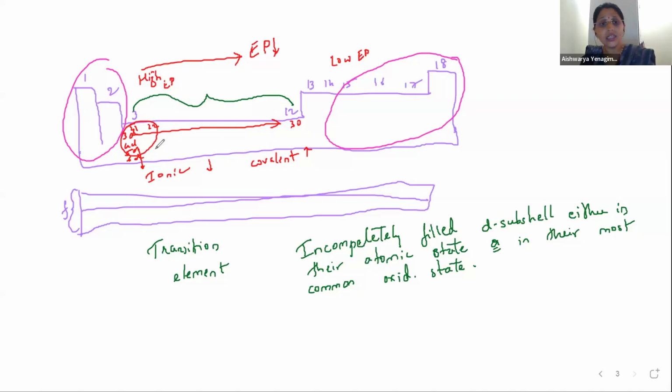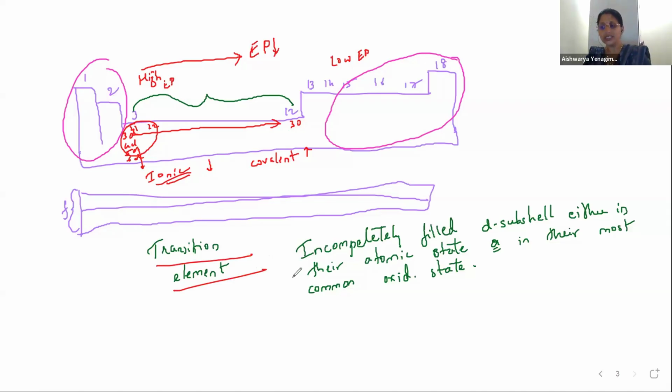So the elements in the beginning of each series will give compounds which are highly ionic in nature. But as we proceed further, the elements at the end of the series give compounds with more covalent character. Therefore, there is a transition between the properties. You can see the change in properties from ionic to covalent. Hence the name, transition elements.